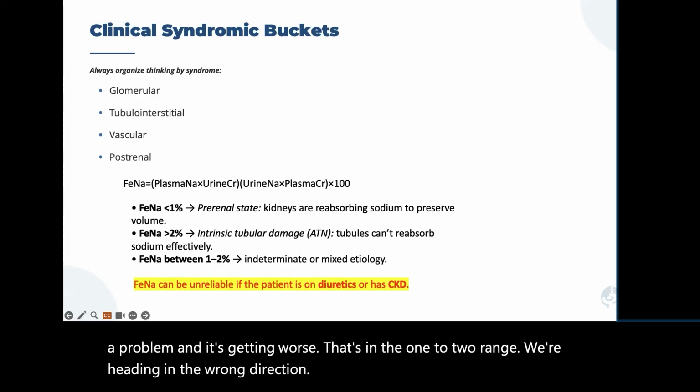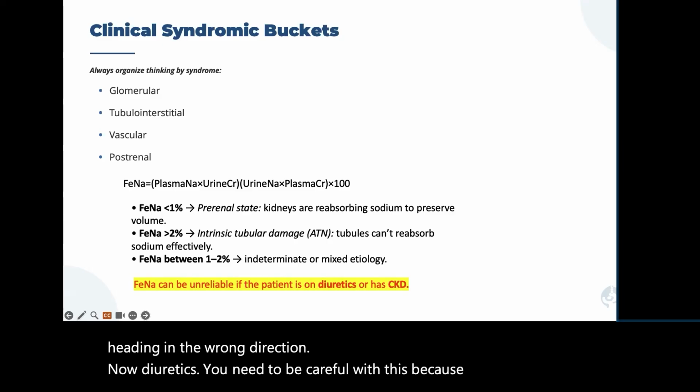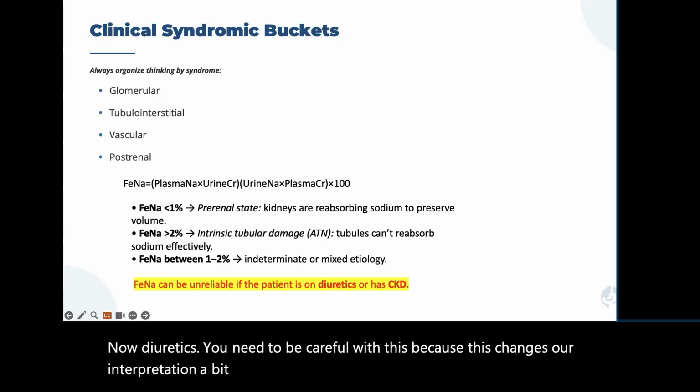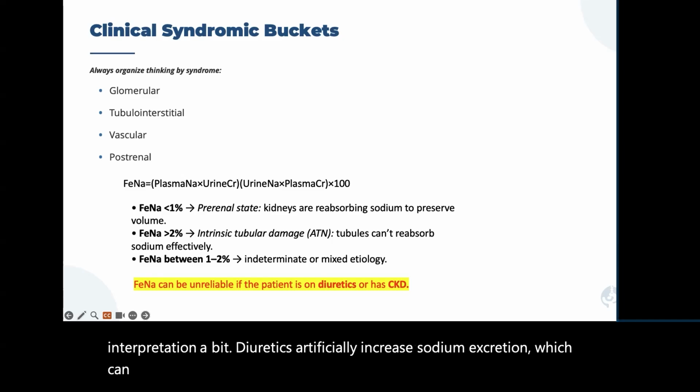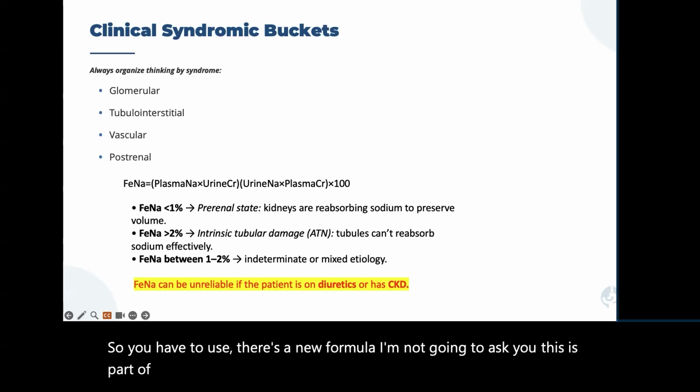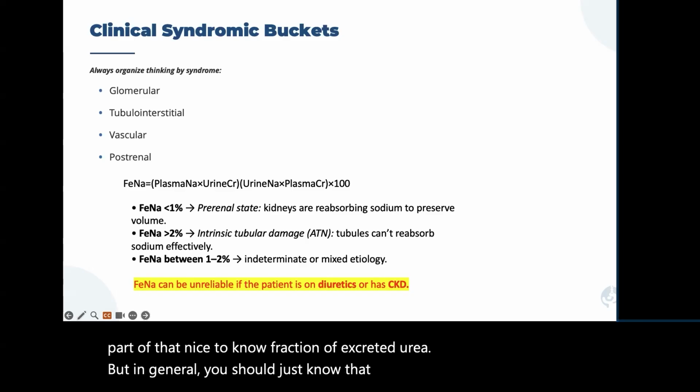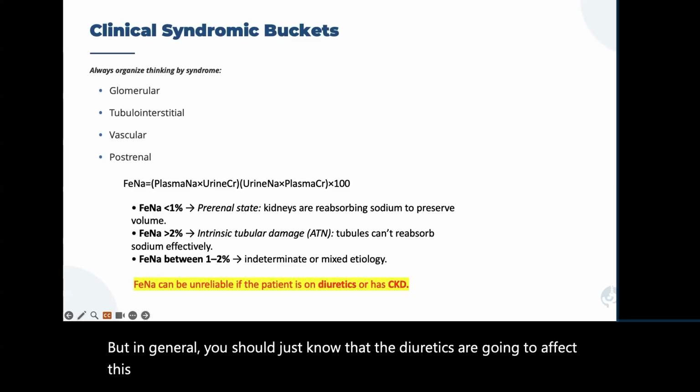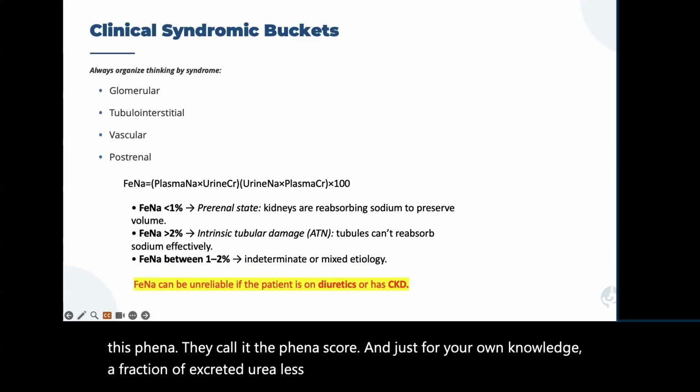Now, diuretics, you need to be careful with this because this changes our interpretation a bit. Diuretics artificially increase sodium excretion, which can falsely elevate the fraction of excreted sodium in patients on diuretics. So there's a new formula, the fraction of excreted urea. I'm not going to ask you this. This is part of that nice to know. But in general, you should just know that the diuretics are going to affect this FeNa. And just for your own knowledge, a fraction of excreted urea less than 35% still indicates prerenal issues.